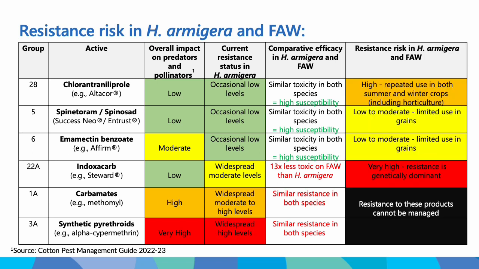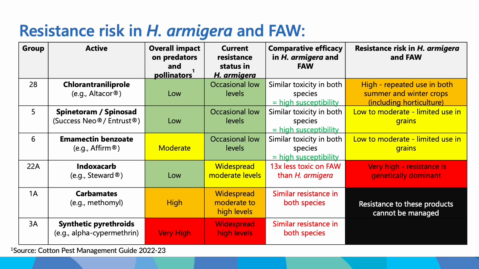So at the moment in the grains industry at least, the resistance risk for group 5 and 6 is probably still low to moderate because resistance levels are low and also product usage is pretty low. But usage in other farming systems like horticulture could cause that risk to increase for both species over time. So it's a bit of a watch and act at the moment.